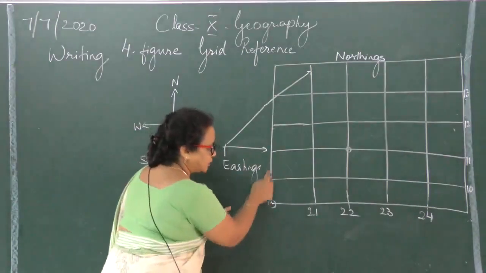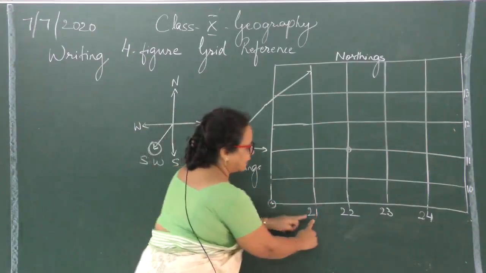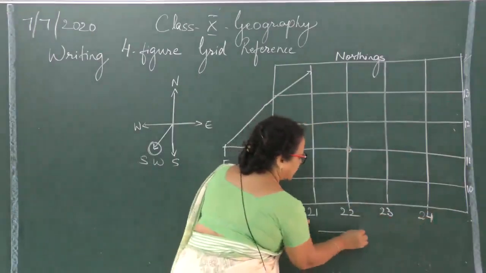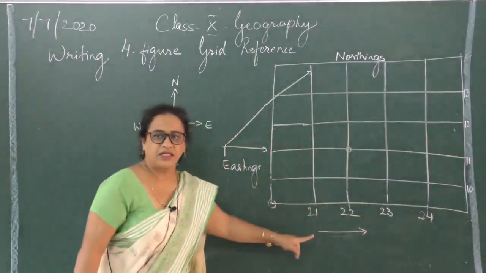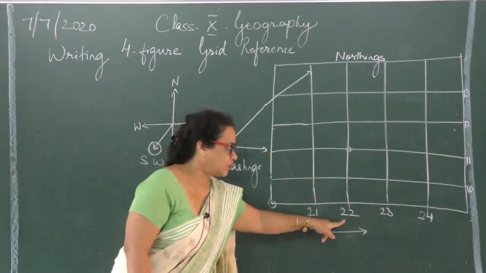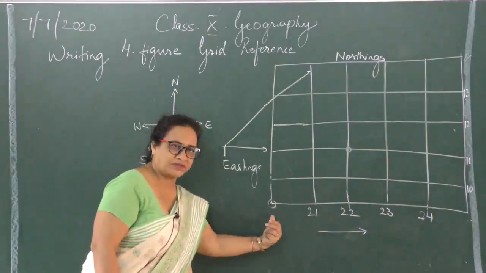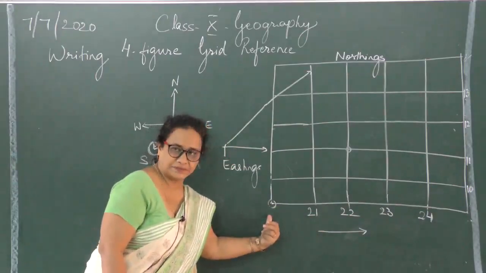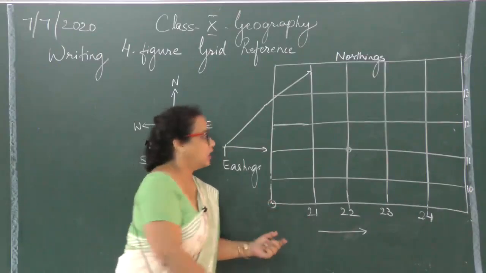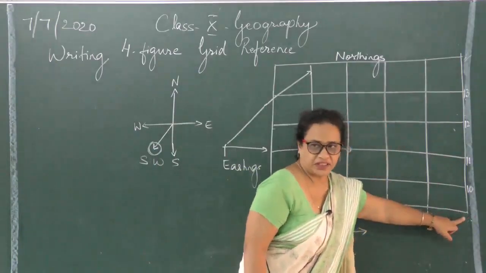Clear? The first vertical line I have not numbered. Then the second vertical line is 21, continuing till 24. What do you see? The numbers are increasing eastwards. Meaning if I haven't written the number of the first line, this will be 20. Clear? Before 21 comes 20. The last line also I have not numbered. This will be 25th easting.